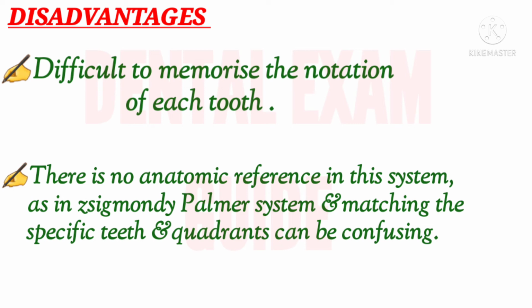any idea about which part of the oral cavity this particular tooth belongs to, or in which quadrant it belongs, which was possible with the Zsigmondy-Palmer system, where they used grids, and the shape of the grids gave us an idea of which quadrant each tooth belongs to. That's why we say there is no anatomic reference in the universal numbering system. So that's all about the universal numbering system, and next are a few MCQs related to this topic.